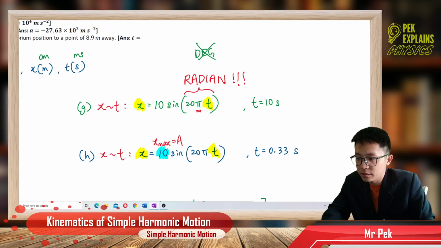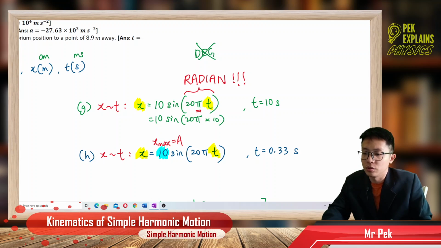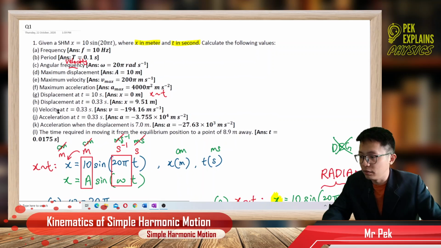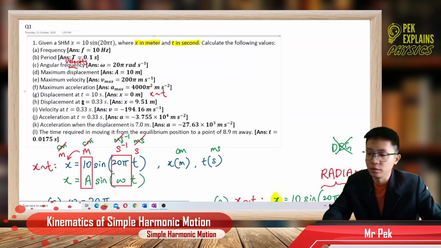Substitute the time inside. So 10 sine 20 pi times the time. What answer do we get? We get 0 meter. The displacement is 0. Okay, 0. Now, displacement at time equal to 0.33 second.